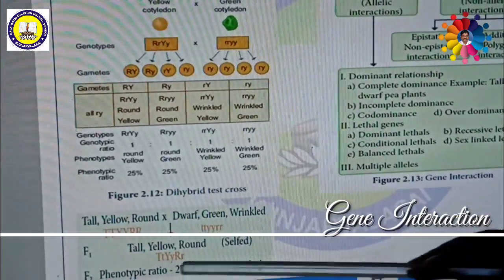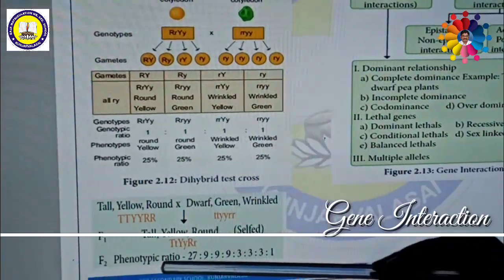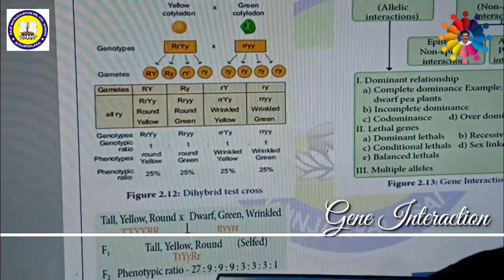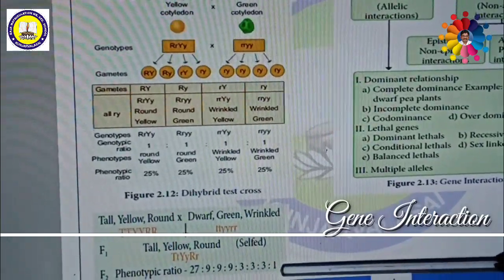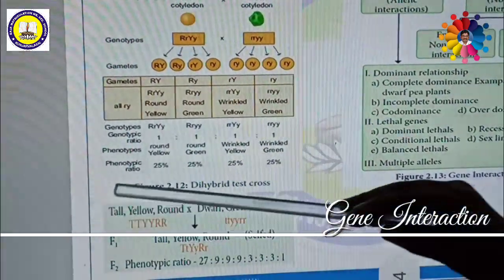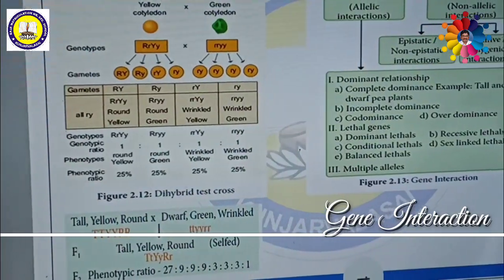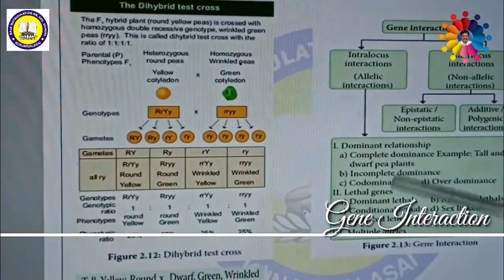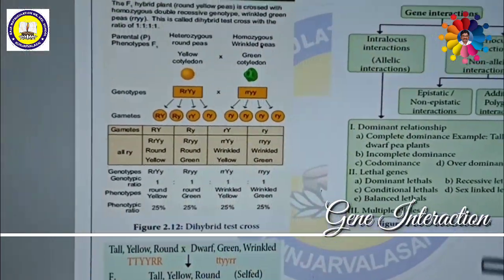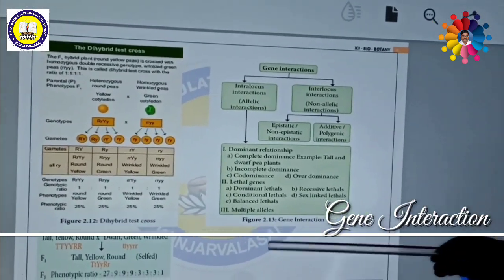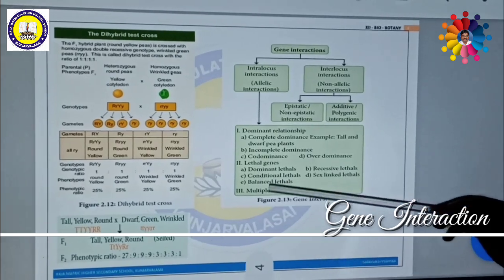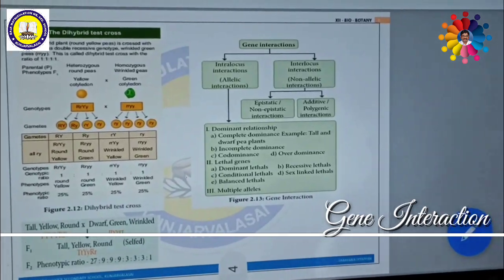If it is selfed, we get the phenotypic ratio in the F2 generation of 27:9:9:9:3:3:3:1. So this is called the trihybrid cross. That's all about monohybrid, dihybrid and trihybrid crosses. These have all been explained by Gregor John Mendel. So these are three different crosses done by Gregor John Mendel.